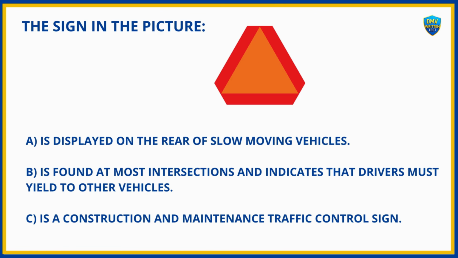The sign in the picture A. Is displayed on the rear of slow-moving vehicles. B. Is found at most intersections and indicates that drivers must yield to other vehicles. C. Is a construction and maintenance traffic control sign. And the answer is A. Is displayed on the rear of slow-moving vehicles.